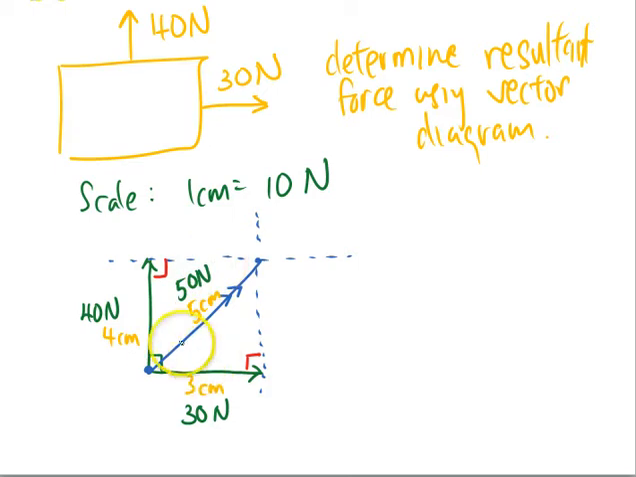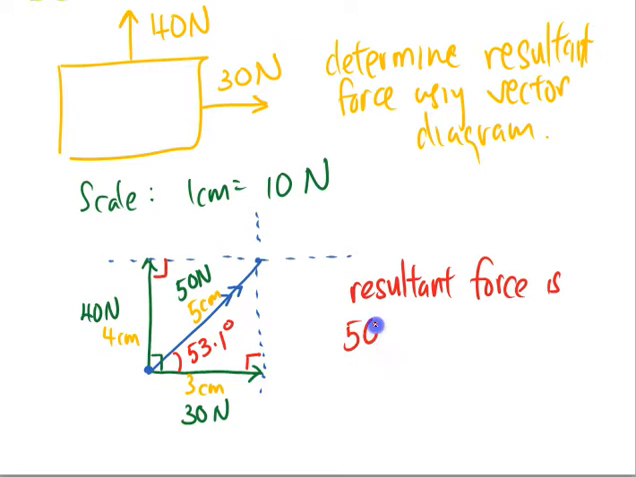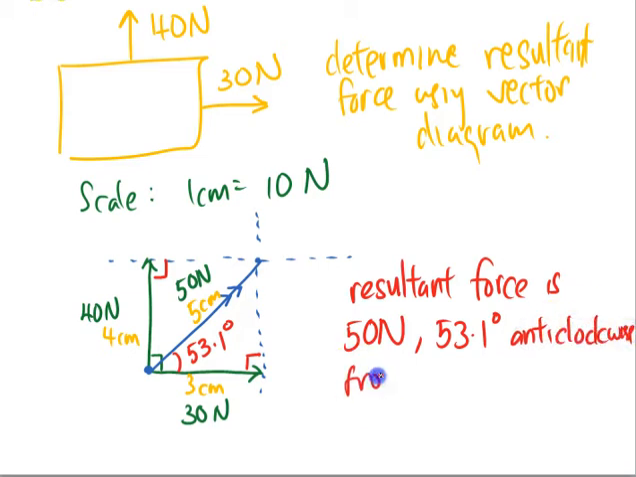What's the angle over here? You should use your protractor to measure. If you look at this diagram over here, if you use your protractor to measure, you realize the angle over here is 53.1 degrees. Take note, my angles are measured to 1 decimal place. So what's the resultant force? The resultant force is 50 newtons, 53.1 degrees anti-clockwise from the 30 Newton force.